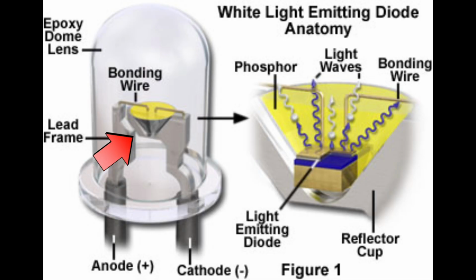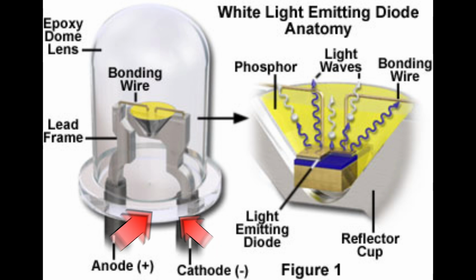Number 2 is the lead frame. The lead frame is a metal structure that provides mechanical support and electrical connections for the LED chip. It holds the LED chip in place, ensuring stability and preventing damage during the assembly process. Also, it provides a pathway for electrical current to flow between the LED chip and the external circuitry. Lastly, it can help dissipate heat away from the LED chip, improving its performance and lifespan.